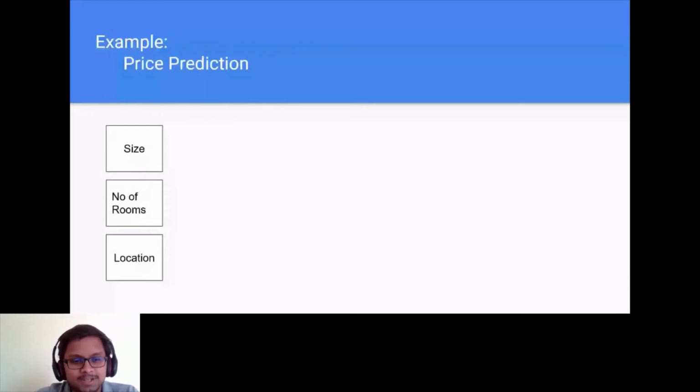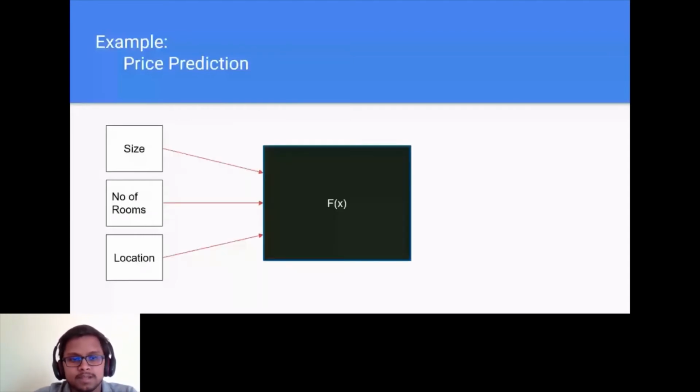I don't want to end up buying a house outside the city and travel 5 hours every day. So I'll consider all these things. But when I'm trying to predict the price of it, what I'm going to do is take all this data, all the inputs I have, and feed it to a function. Let it be f of x for now. And this function would in turn give me the price.